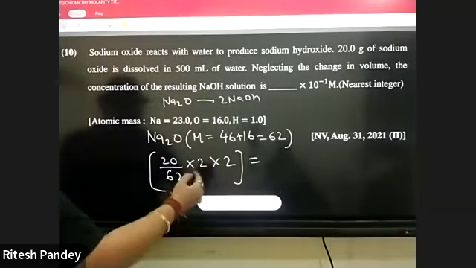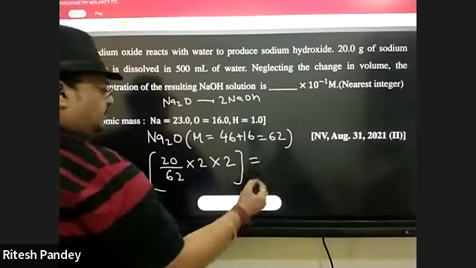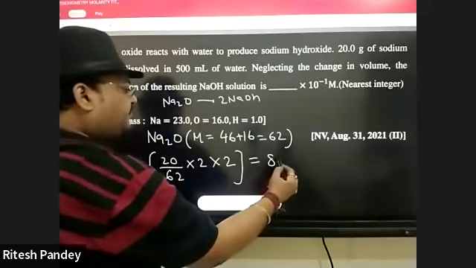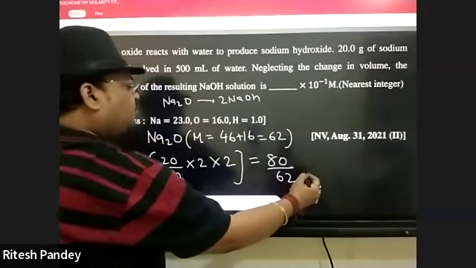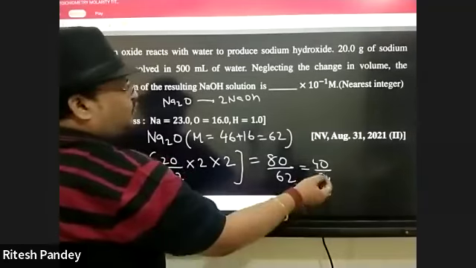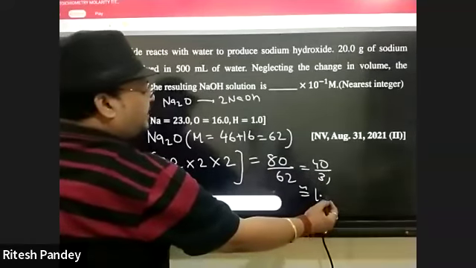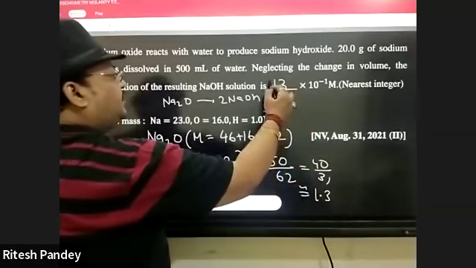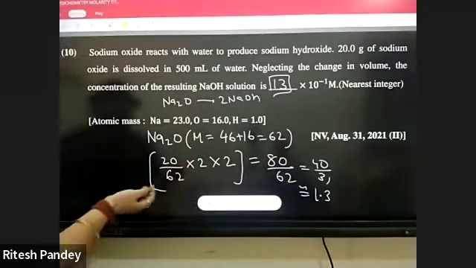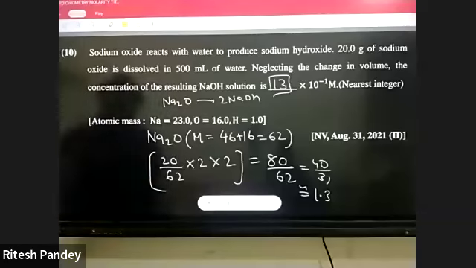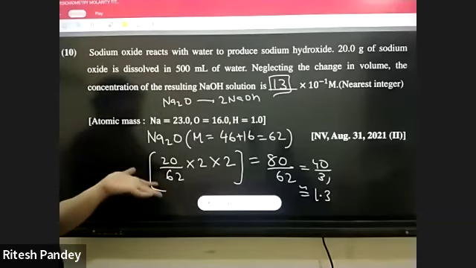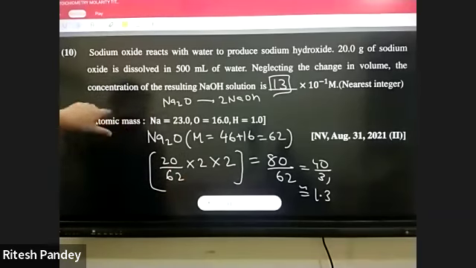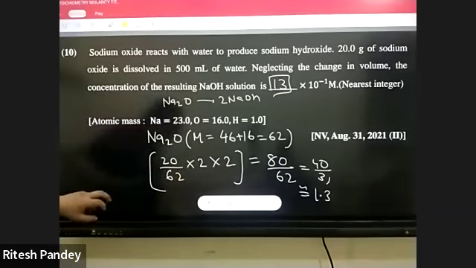it's like 160. What is the answer? 80 by 62 is 40 by 31. So if we simplify it a little, it's almost 1.3. So 1.3 is as good as 13 into 10 to the power minus 1. So this is again a calculation which is going to take less than a minute. Maybe we took less than a minute to solve it. I think we can move on. Simple as a class, Na2O molecular weight, you can hardly go wrong here.